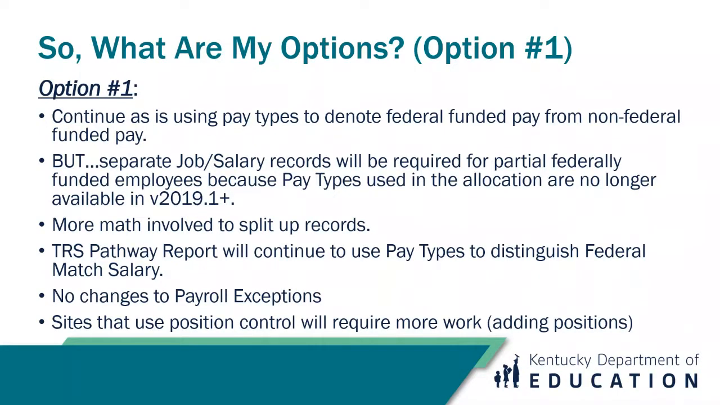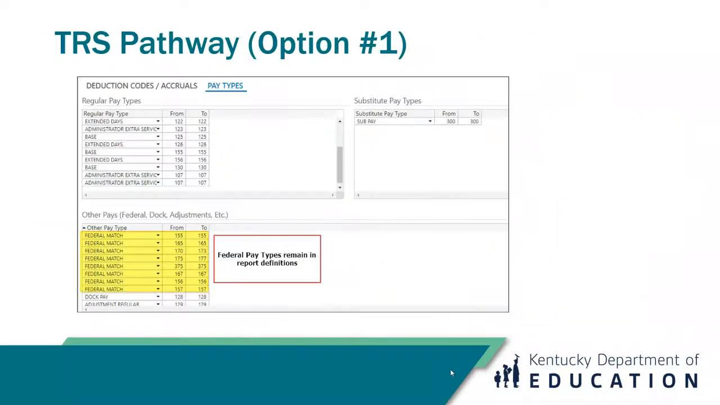the pay types tell Munis what TRS deduction code is applicable. If they have a FedMatch pay type, Payroll Exceptions currently says, hey, that FedMatch pay type, for example, 155, should be getting the FedMatch deduction, and it knows not to charge non-match deduction on that earning. And when I talk about the TRS report, nothing's going to change. The federal pay types are going to remain.